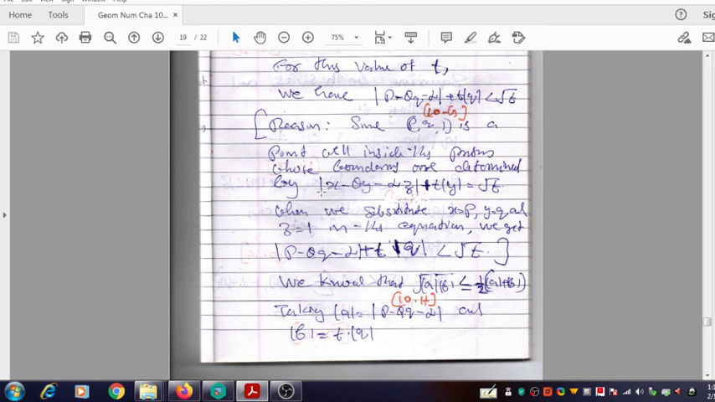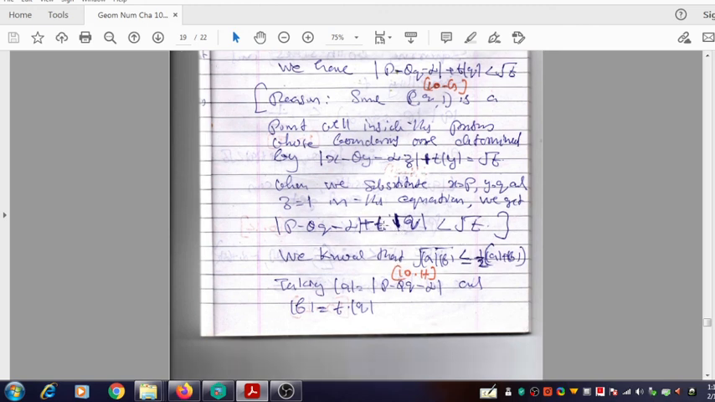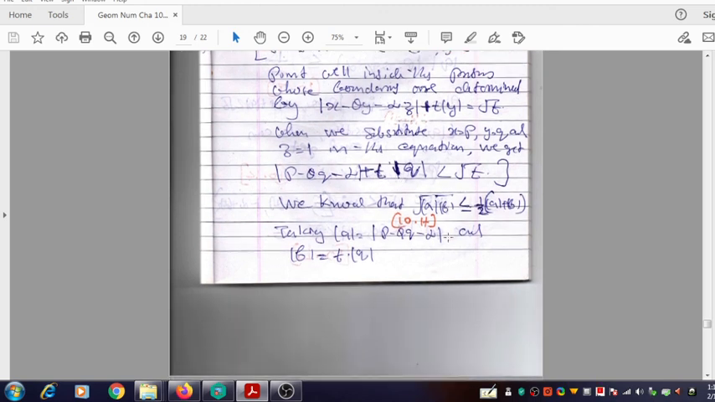So for that prism you have the strict inequality as given here: modulus of p minus theta q minus alpha plus t into modulus of q is less than root t. We know that root of modulus of a into modulus of b is less than or equal to half of modulus of a plus modulus of b.